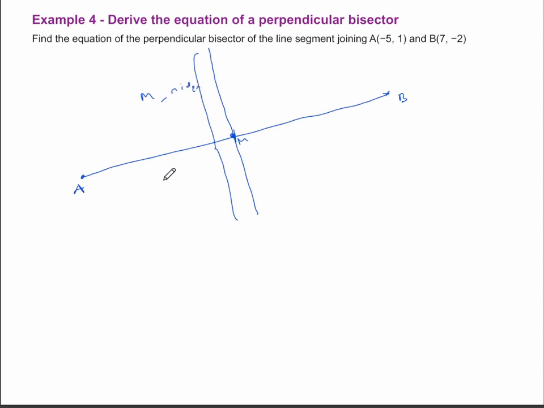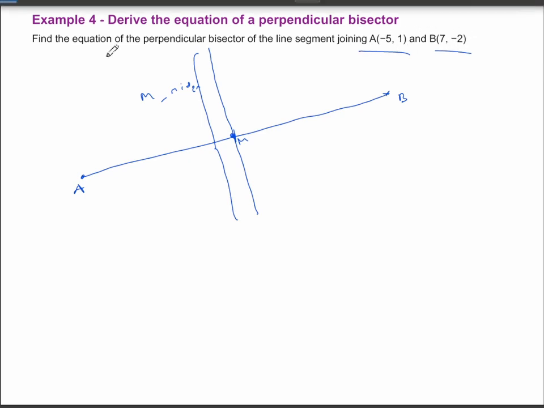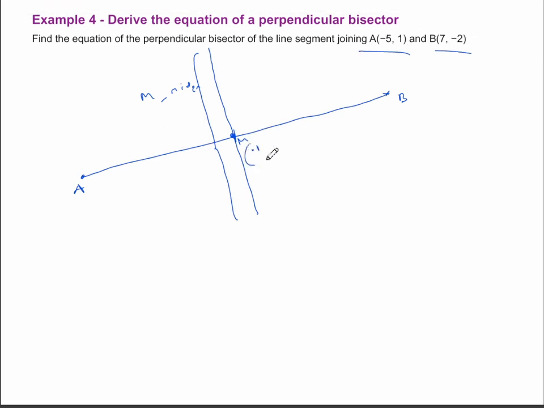Firstly, you can find the midpoint, which is the average of the x and the average of the y. The average of the x here is negative 1, and the average of the y is negative 0.5. That's immediately the coordinates of the midpoint of the line AB. Then what else do we need? We need the gradient of the perpendicular line. We know the midpoint is already on the line, so we have the coordinate part. Now we need the gradient.